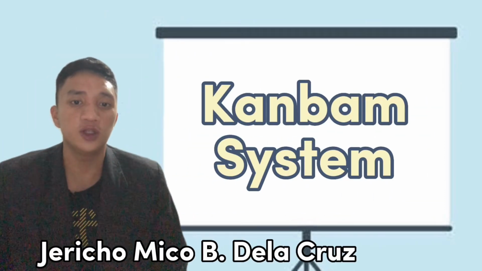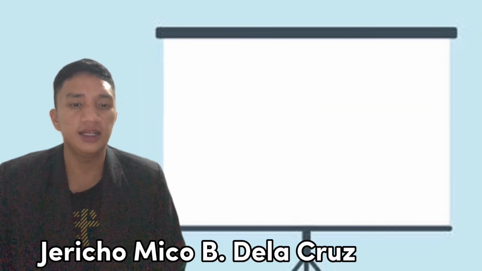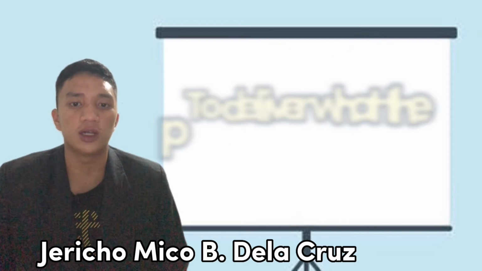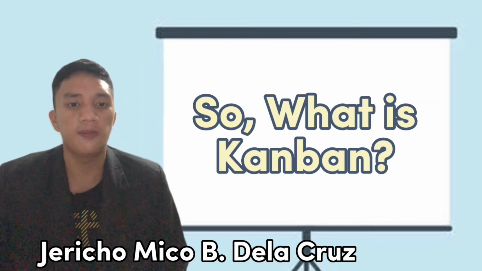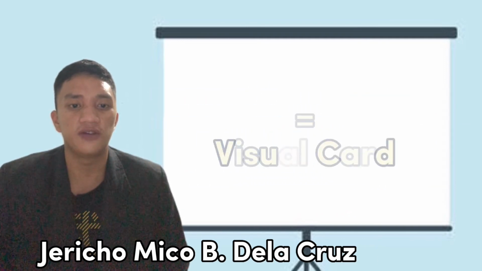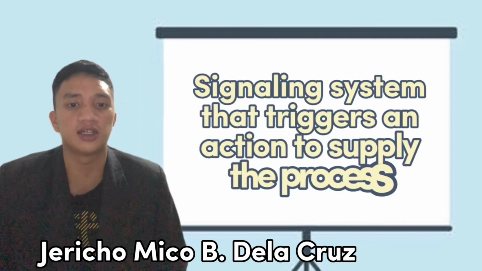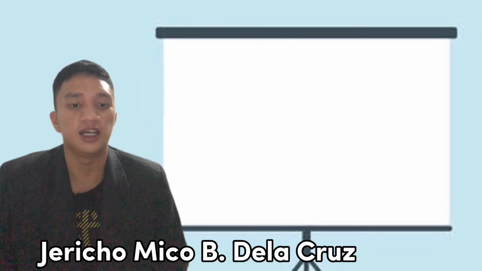Kanban is one of the lean tools designed to reduce idle time in the production process. The main idea behind the Kanban system is to deliver what the process needs exactly when it's needed. So what is Kanban? In Japanese, the word kan means visual and ban means card. So Kanban refers to visual cards. Lean uses visual cards as a signaling system that triggers an action to supply the process when it's needed, either from an external supplier or from a warehouse.